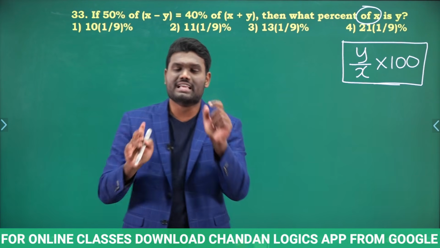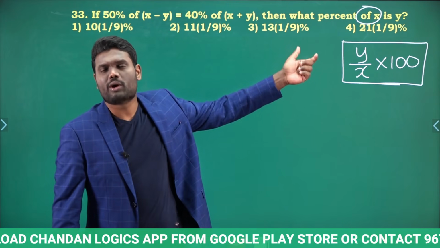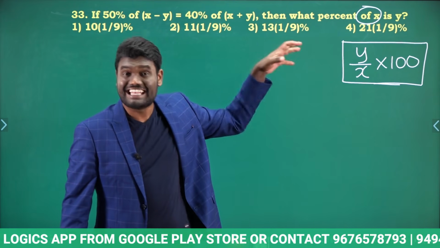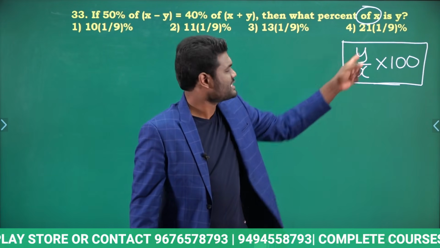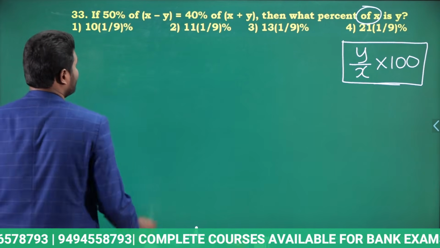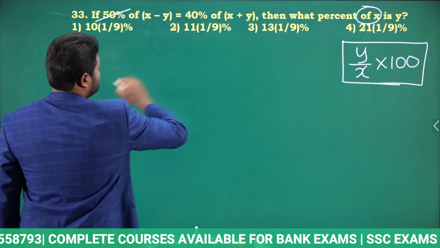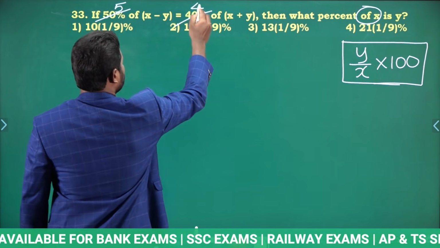Don't get confused. Simply remember the points I have told you earlier. After "of", whatever you get, you should take it as the denominator. After "of" I got x, so x should be in the denominator. So y by x into 100. Calculate it. When you calculate it, the percentage gets cancelled. 10 cancels here 5 times, 10 cancels here 4 times.